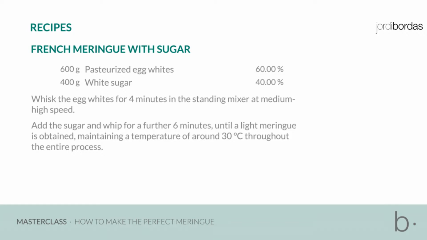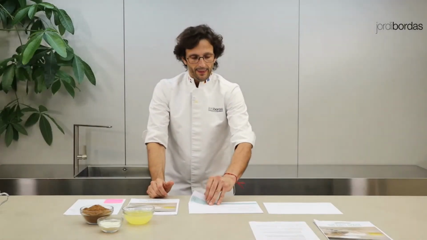This is because we need to arrive at 30, 35 degrees, and at this temperature the development of the protein will be much better than if we work with egg whites that are completely cold from the fridge. So in all the meringues that we are going to prepare, we heat up the egg whites to 30 degrees, then whisk 4 minutes, add the sugar, 6 minutes more, and this will be a perfect process. At the end, we can mix it with the other part of the recipe. Okay?